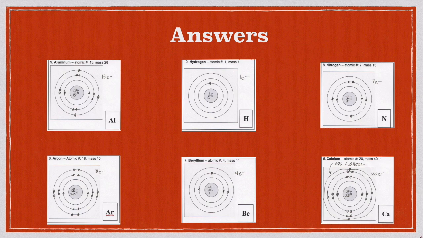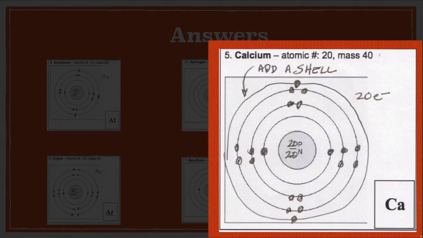All right, I hope you didn't find that too hard. Probably the hardest one of the bunch is calcium. So let's kind of delve into calcium for just a minute. You've noticed, I think, by now, I've added an extra shell around. And the reason I did that is it needs 4 shells.